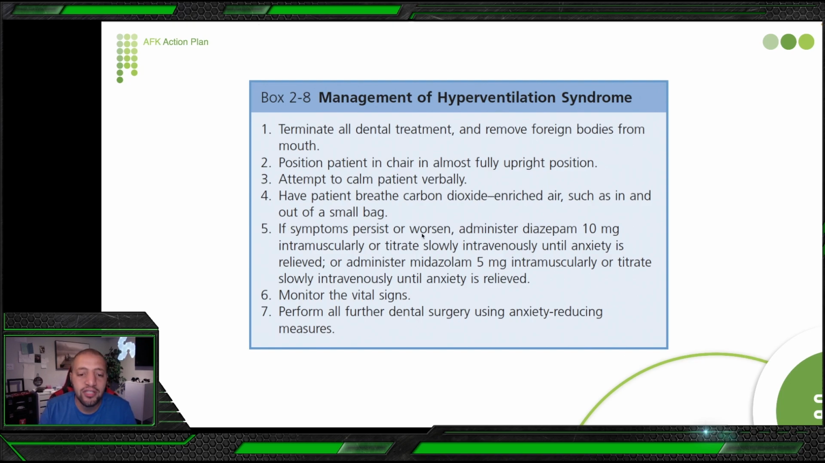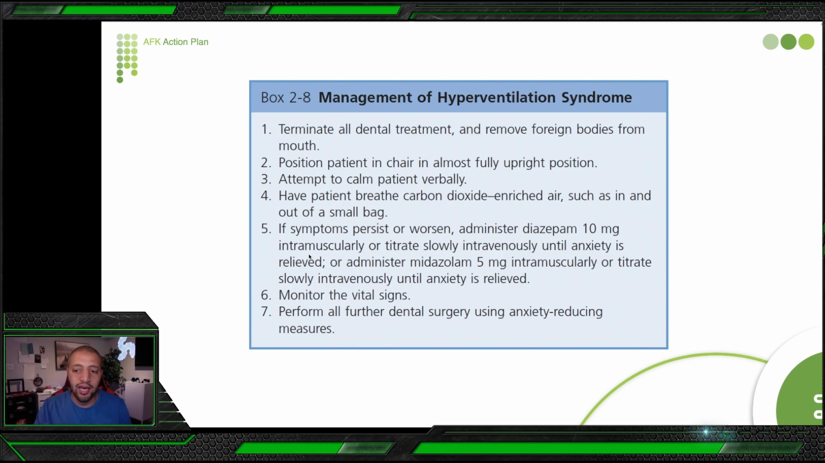If symptoms persist or worsen, administer diazepam 10 milligram intramuscularly. So we give diazepam intramuscularly, intravenously, or titrate slowly intravenously until anxiety is relieved. So if you're going to give 10, you're going to give it intramuscularly. If you are going to give it intravenously, you cannot give 10 right away. The difference between intramuscular and intravenous is that intravenous is extremely fast, getting inside the bloodstream, so you cannot inject 10 in one point. But intramuscularly, when you give it, it goes into the muscle, and the muscle tends to release it from the muscle to the body.